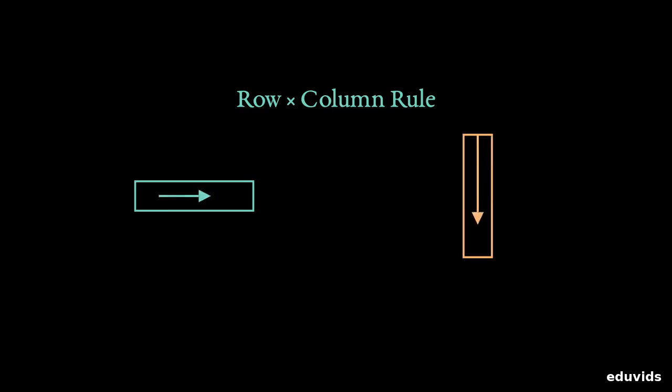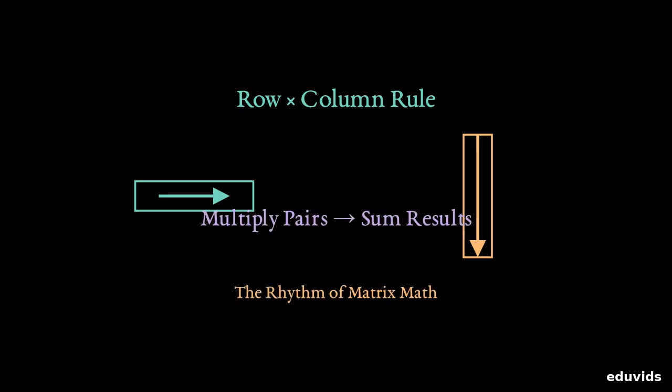Remember the rule. To get any entry in your new matrix, you slide across a row of the first matrix and down a column of the second matrix. Multiply the matching pairs and add them up. Once you master this row by column rhythm, you can handle any size matrix you encounter. You have just learned the fundamental language of data transformation.